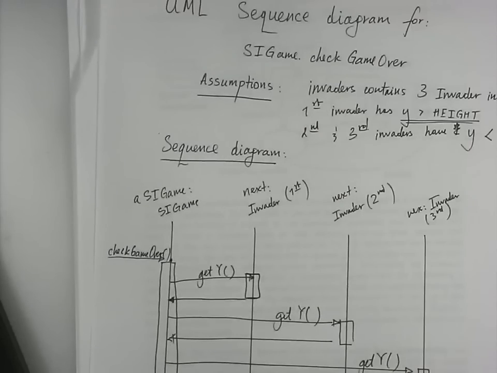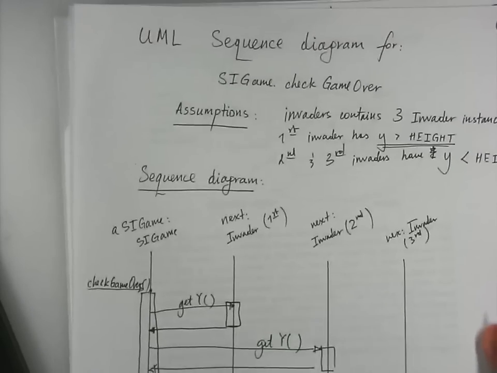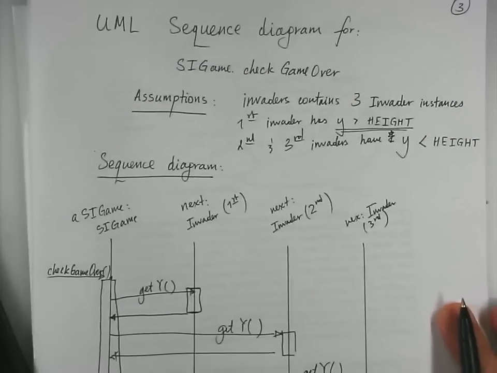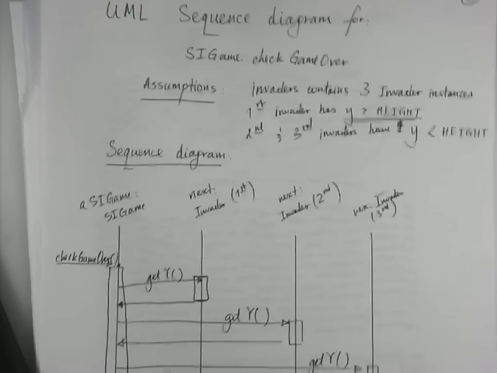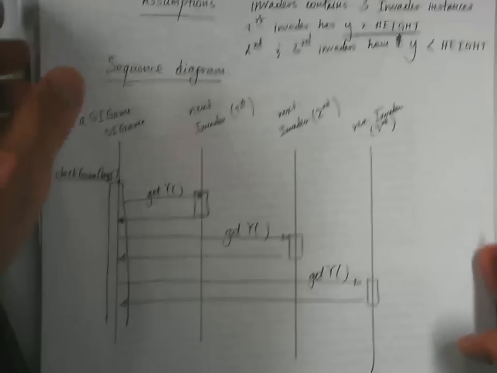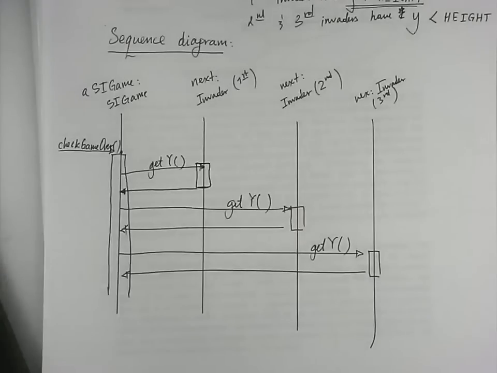Do you guys see my assumptions? Were they visible? So basically, here are the assumptions, right? I have these 3 invaders, and then I have the lifeline down below. Okay, so what happens after this loop? What happens next?